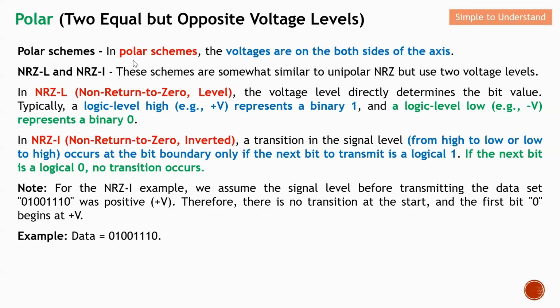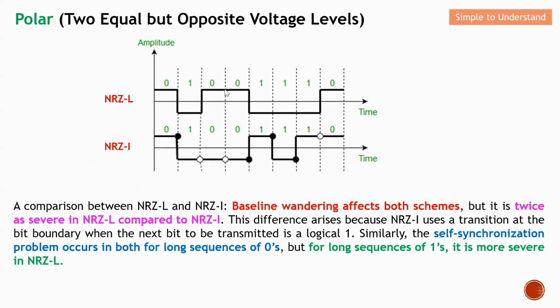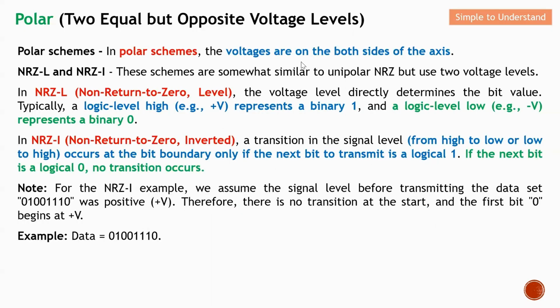In polar schemes, the voltages are on both sides of the axis. What does this mean? Let's take a look at the time diagram of the level and the inverted. Basically you can see that they are at two different axes for the level and for the inverted. This is the separation between the two axes. So this is what it means: the voltages are on both sides of the axis.